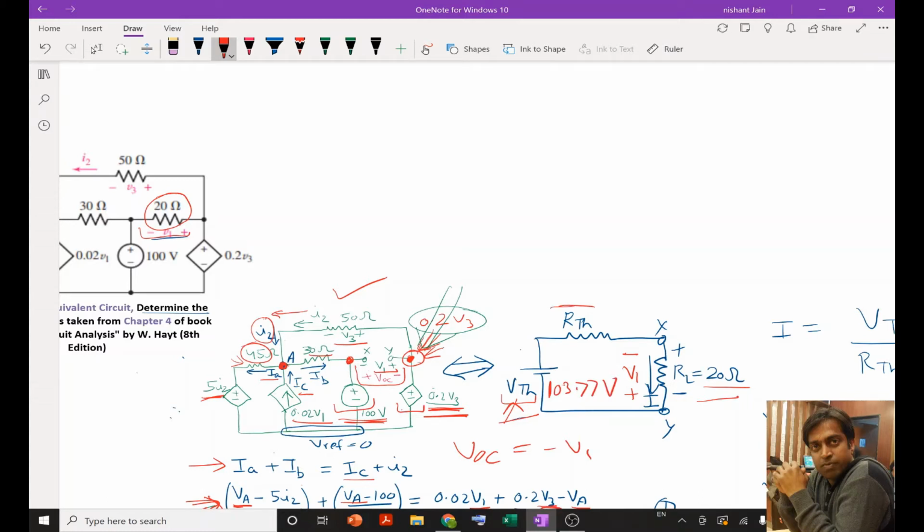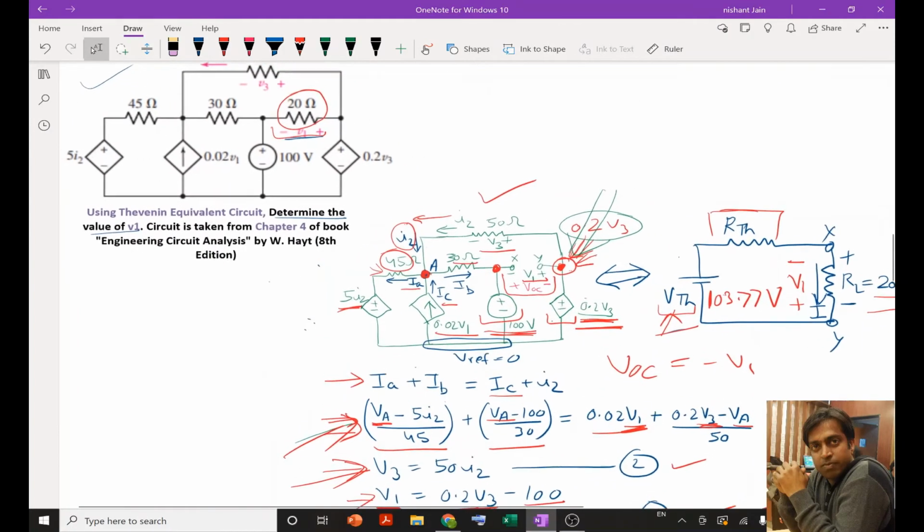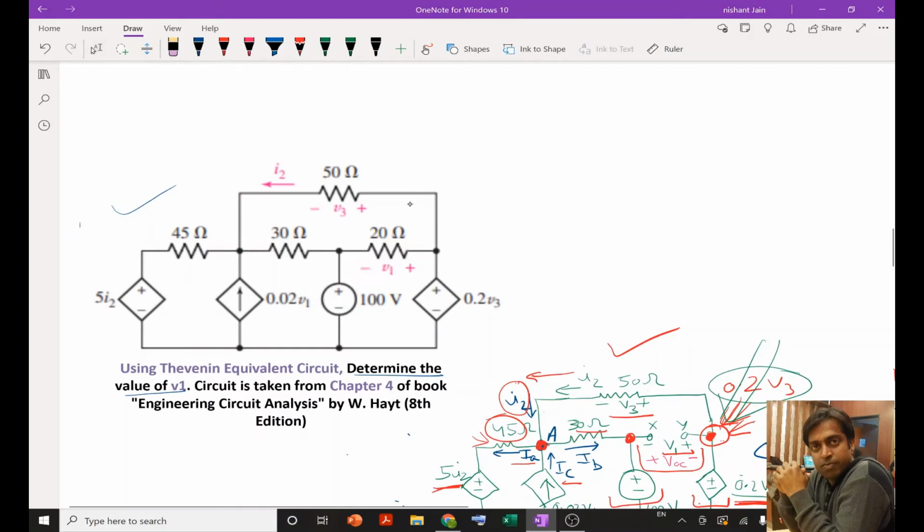Now coming to this RTH. Now to calculate the RTH, what we need to do? In this given circuit, we have to first remove this load resistor, and across this terminal XY, we need to determine the equivalent resistance. To determine the equivalent resistance, we need to short circuit all the independent voltage sources, we have to open all the independent current sources, and we have to keep all the dependent sources as it is.